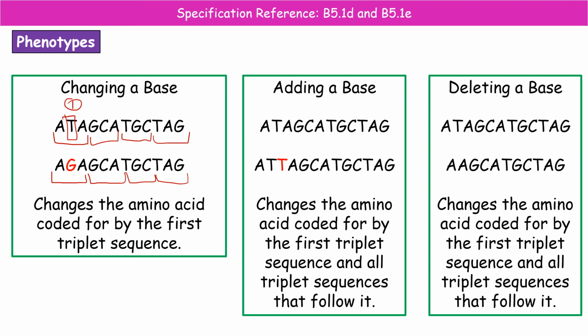If, however, we add a base, then what we can see is we've changed all of those codons from that point on. So where we've added that additional T, that first codon has changed, then the second one, the third one, and so on. So this has a much larger effect. Same with deleting. If we've deleted a single base, it's going to change all of the triplet codons from that point forwards. So adding a base or deleting a base have much greater impacts than just changing an individual base.